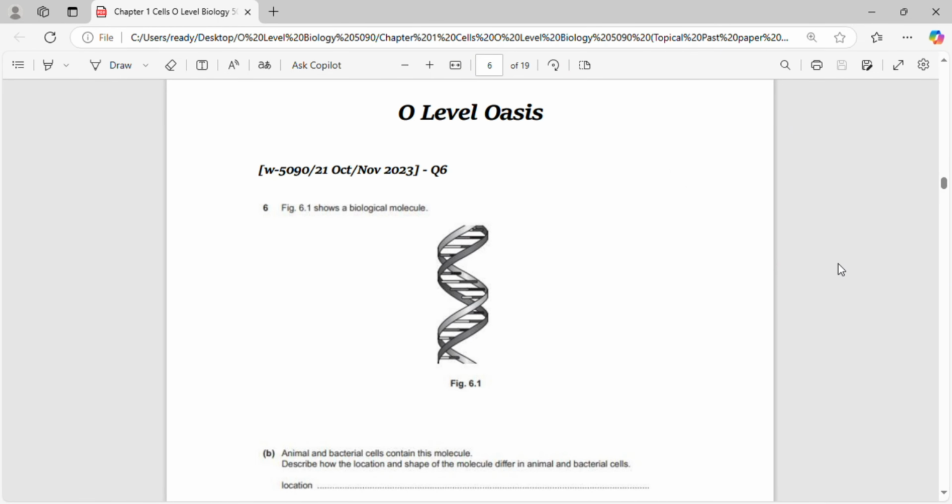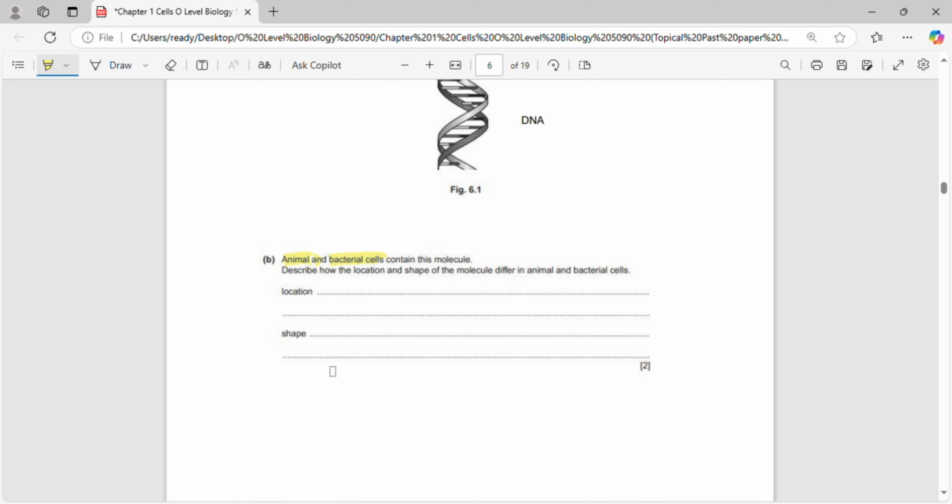The question refers to figure 6.1, which depicts a biological molecule, and it is linked to chapter 4, which we will explore later. Now, looking at this image, we recognize the structure of DNA. The question tells us that DNA is present in both animal and bacterial cells, which we've already covered in this chapter. So, we know that DNA is found in both types of cells.